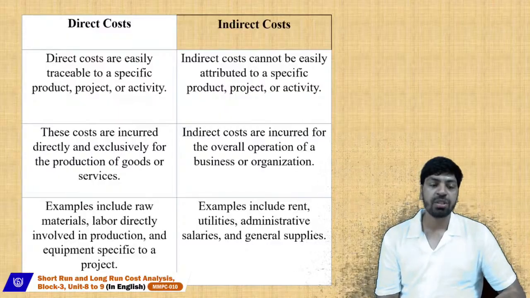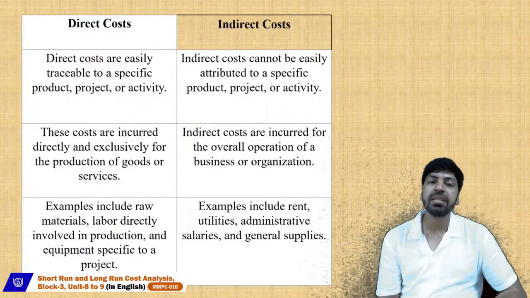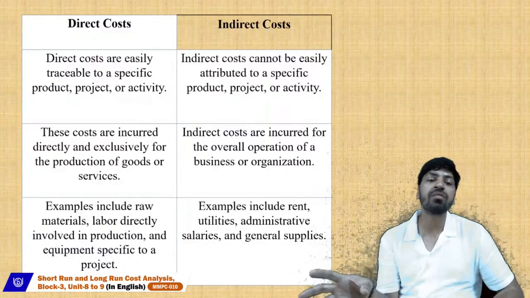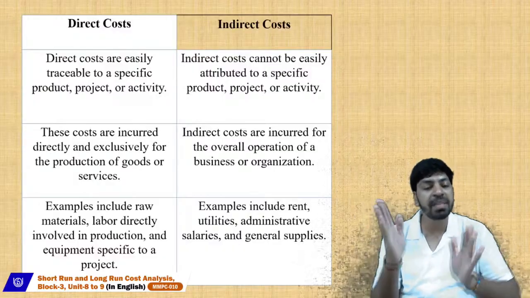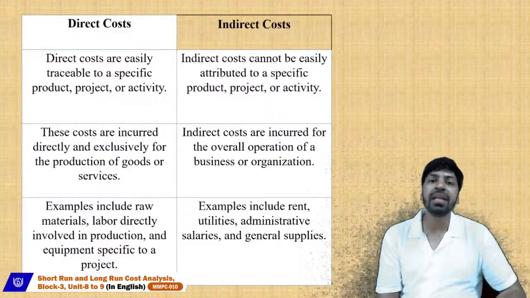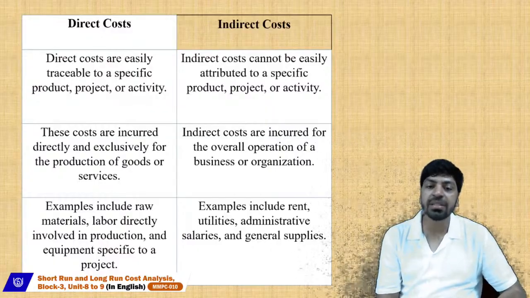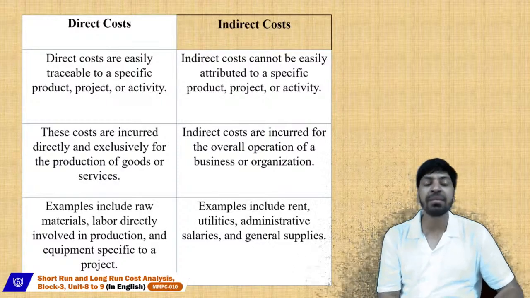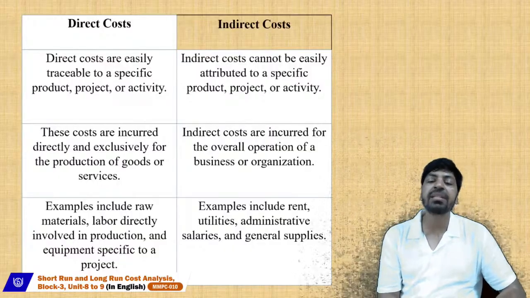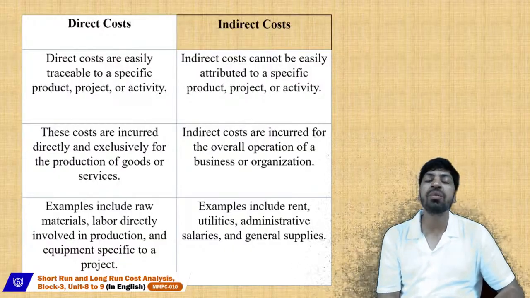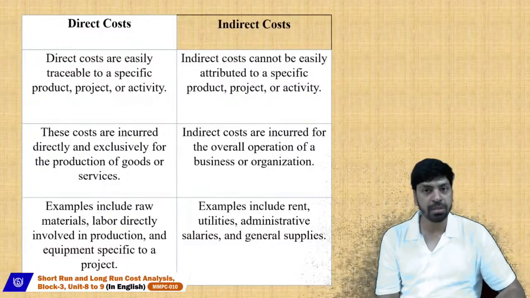Examples of direct costs could be raw material or labor, or expenses directly used in the production of goods and services, or any equipment which belongs to a specific project. But indirect cost includes the rent of the building, utilities used in that building, administrative expenses, advertising expenses, salaries, and general supplies in buildings or land.